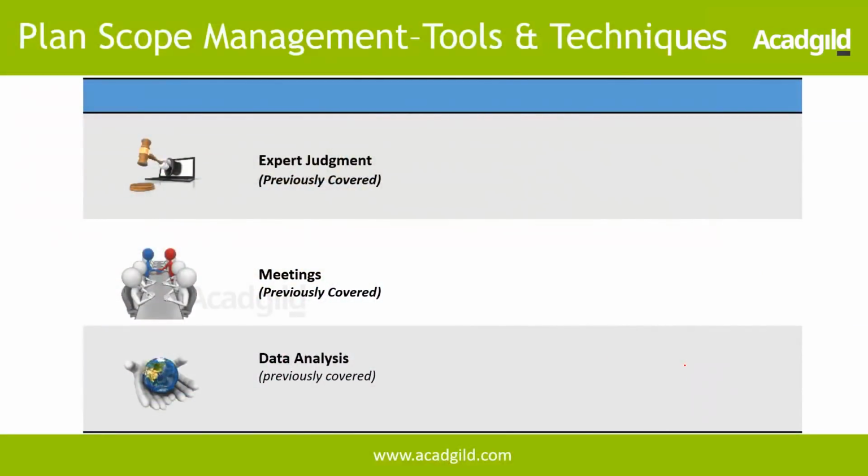The data analysis, if we are in the nth iteration, the project is already running. So you get a data analysis, and if at all a new requirement or something is going to come up, how are you going to handle it? So that is going to be another technique that will be used to create this project scope management plan.